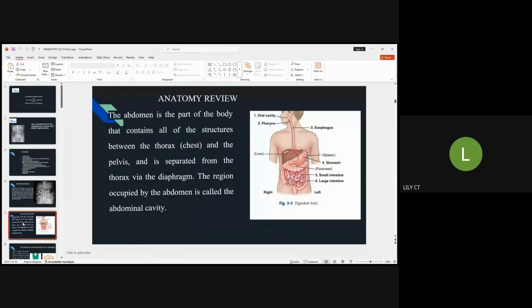The anatomy review. The abdomen is the part of the body that contains all the structures between the thorax, which is the chest, and the pelvis, and it is separated from the thorax via the diaphragm. The region occupied by the abdomen is called the abdominal cavity. On the right, you can see an image that literally separates the thoracic cavity from the abdominal cavity.